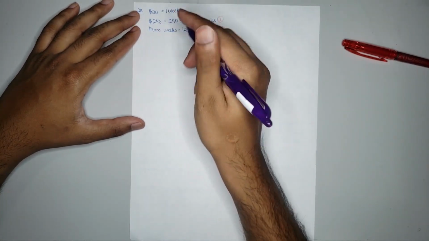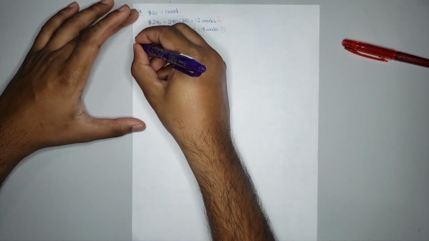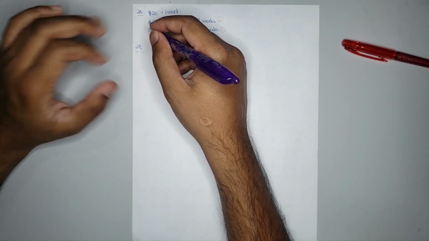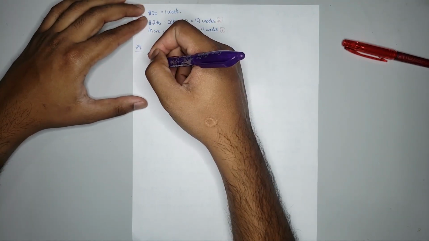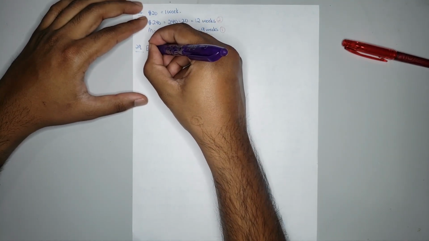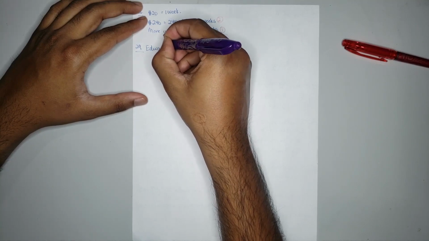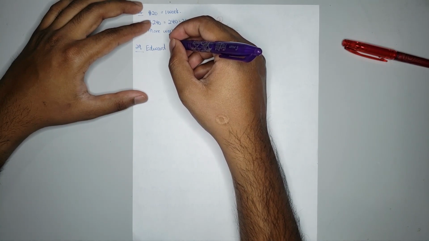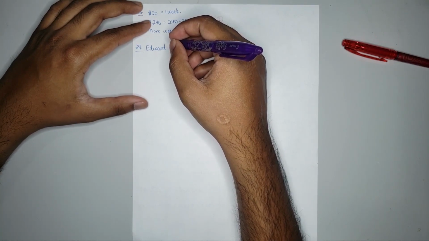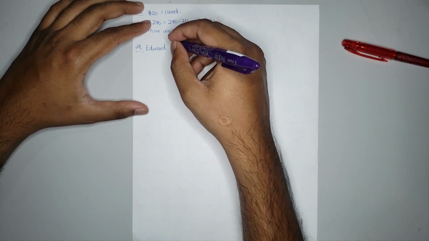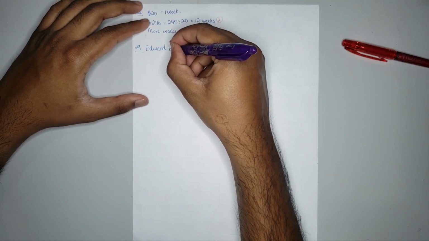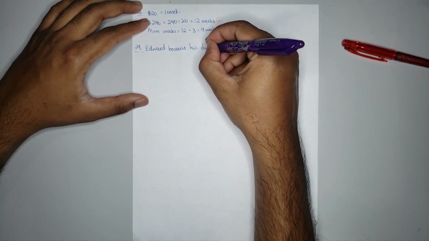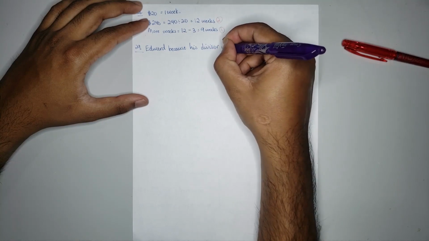So the answer will be Edward, because the divisor is smaller. Edward got a bigger answer because his divisor is smaller.